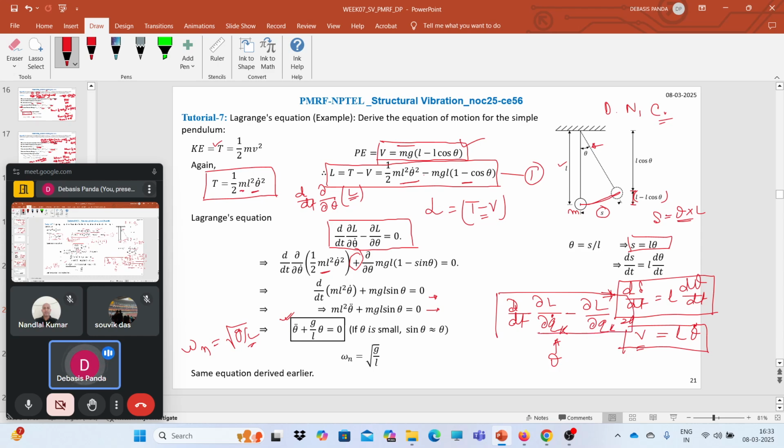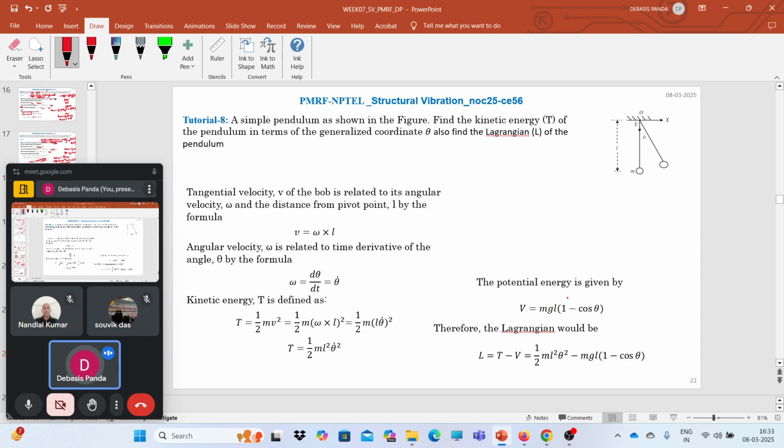So now you can see we started from the generalized coordinate, and we have almost arrived at the Lagrangian equation where the generalized coordinate sits. Now, using that equation, let's solve another example, and then we will move to another topic.